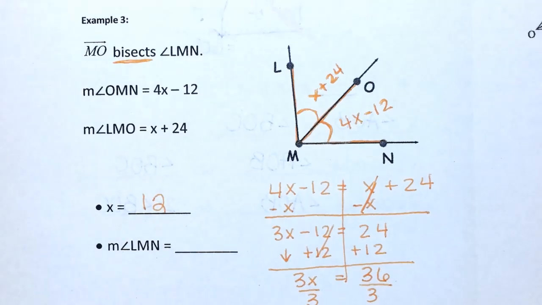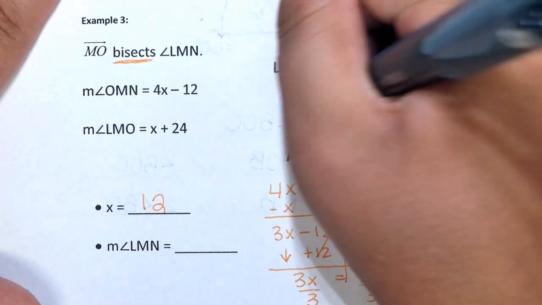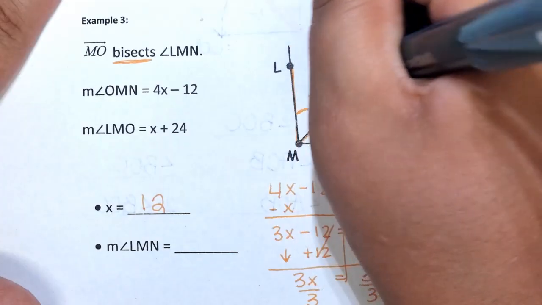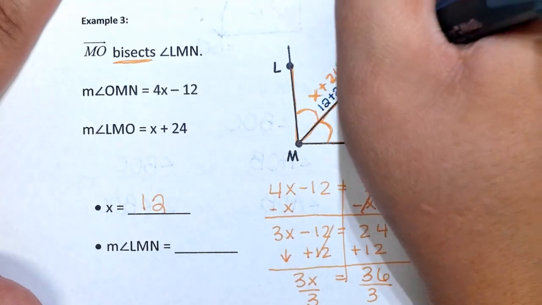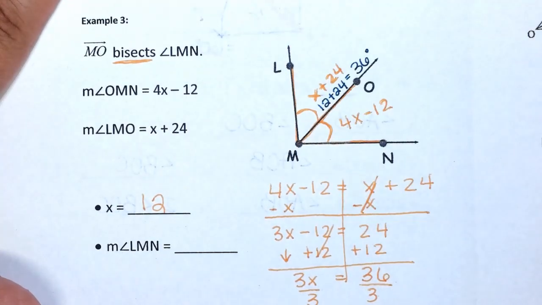Continue with me. Okay. How do I find LMN? Not right now. I'm done with the notes. We don't. We have to substitute in. So what is 12 plus 24? 36 degrees. Is that my answer? No. Why not?